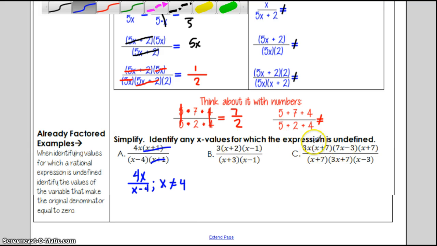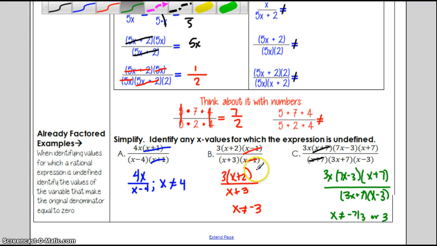So I want you to try these next two. Don't forget to figure out what x cannot equal, and then we'll check when you're ready. All right, so let's check. We can cancel off the x minus 1's there. So we're left with this. And we cannot have x equal negative 3 because that would give us 0.